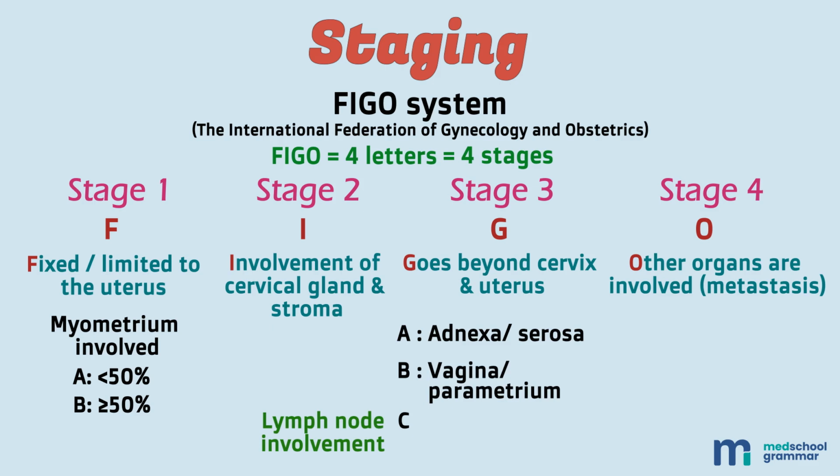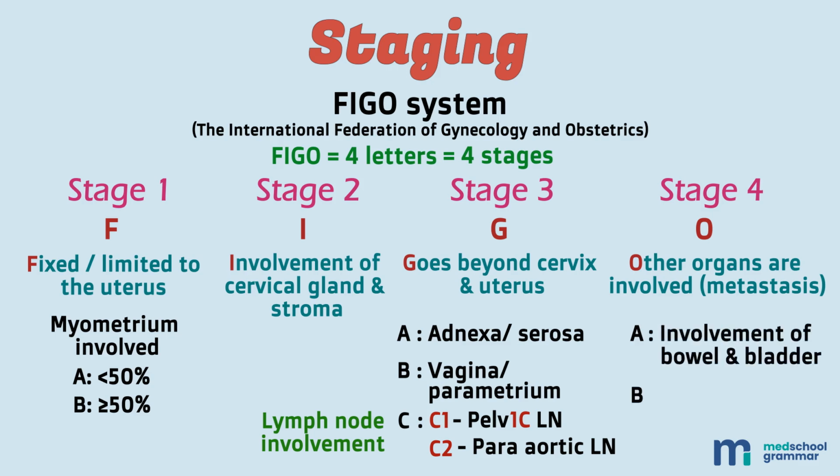C is further divided into C1 and C2, which represent the pelvic lymph node and the para-aortic lymph node involvement respectively. To avoid confusion, it can be remembered this way. Stage 4 is further divided into A and B. A represents the involvement of bowel and bladder, whereas B represents distant metastasis.